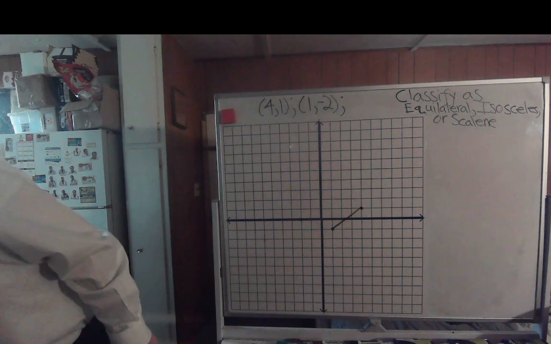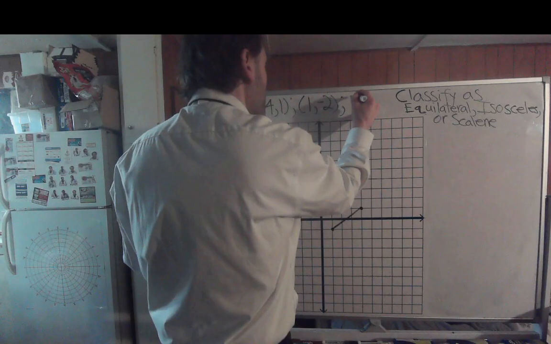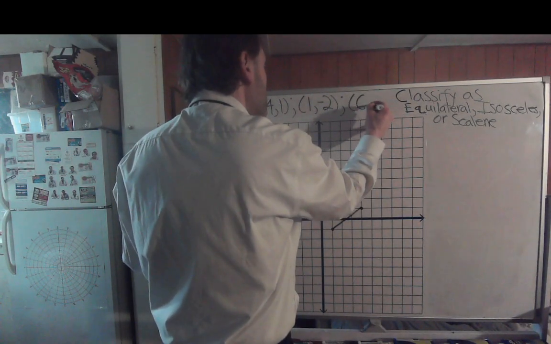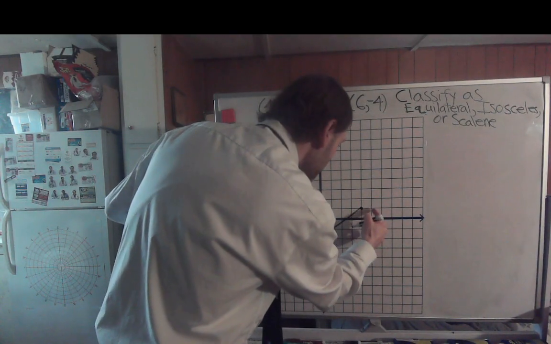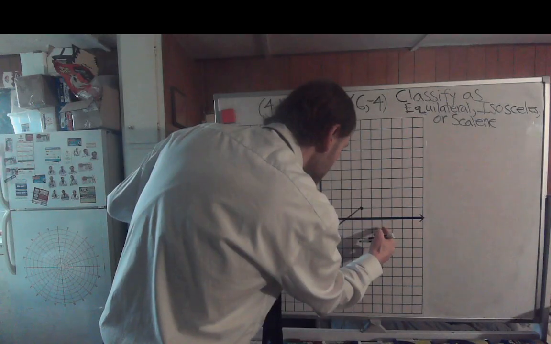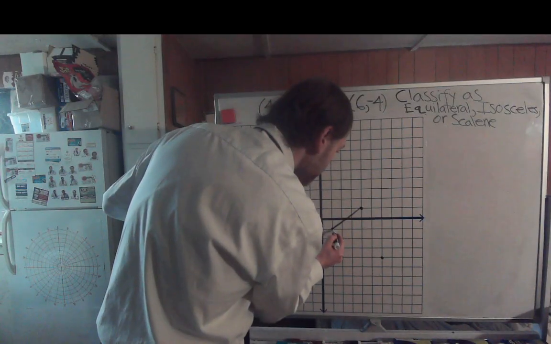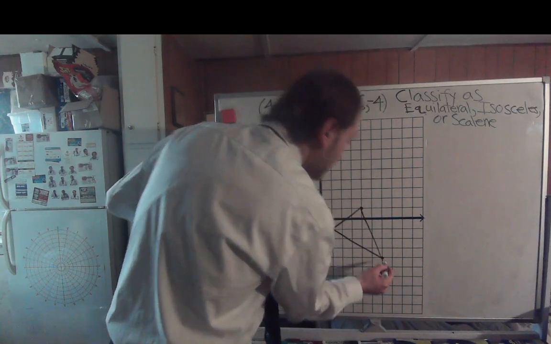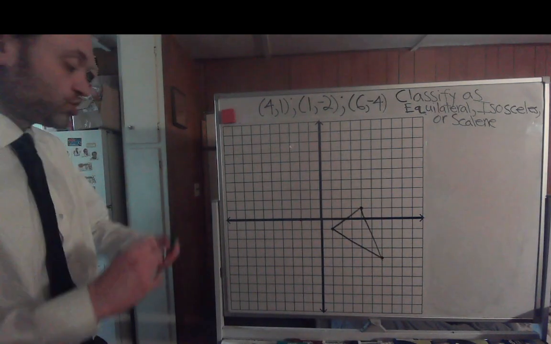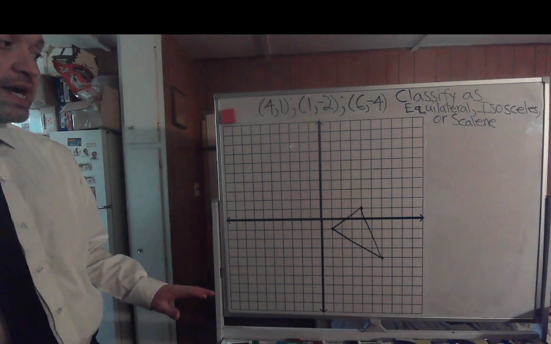What's the third point? 6, negative 4. The third point's going to be 6, negative 4. There's 6, negative 4 down there. All right, so there's our triangle. It's going to be up to us to classify.